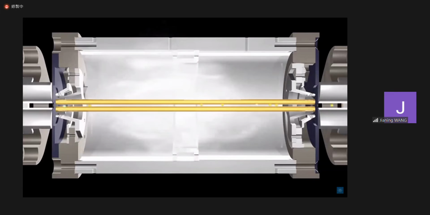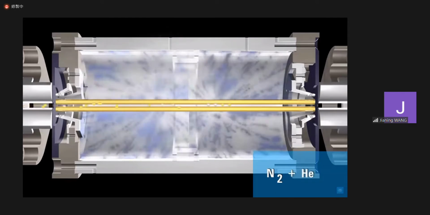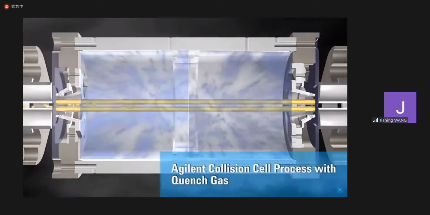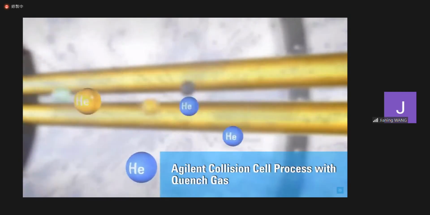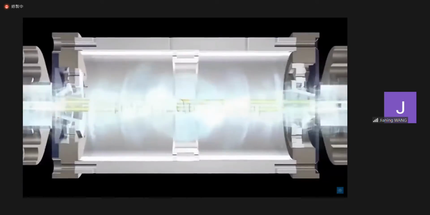During the development of the 7000, Agilent engineers realized a small flow of helium added to the nitrogen collision gas was a very effective way to reduce the transmission of metastable helium through the collision cell. We call this patent-pending solution helium quenching.